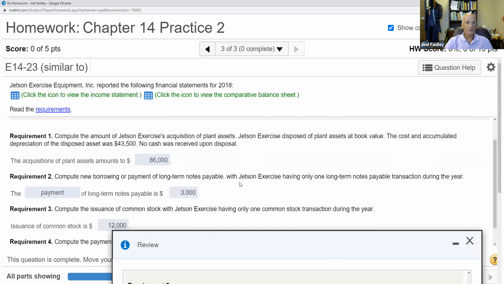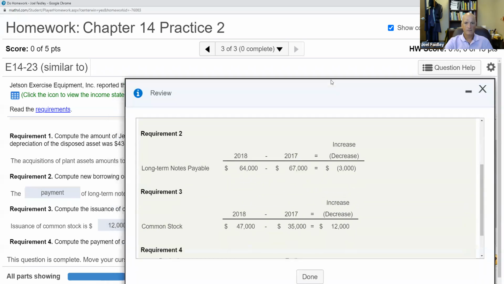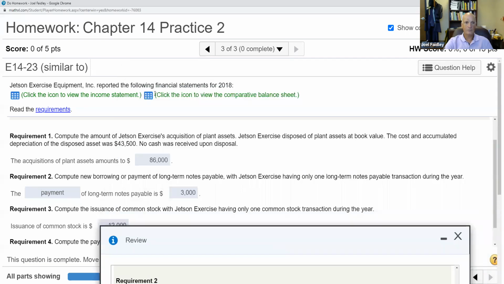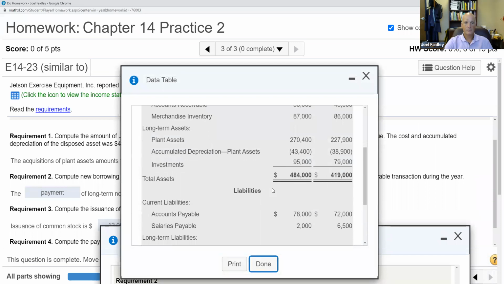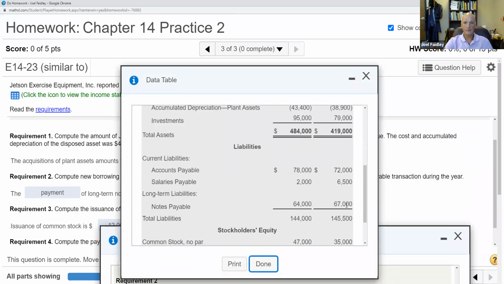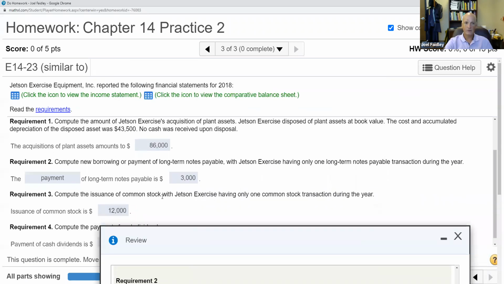All right, so what's number 2? Compute the new borrowing or payment of long-term notes payable. I only have one long-term notes payable transaction during the year. So 64,000 minus 67,000 is 3,000. I guess that's what was on the balance sheet here. Yep. So you went from 2017, you went from 67,000 down to 64. So you paid $3,000 down out of that notes payable. Payment of long-term notes payable is 3,000.